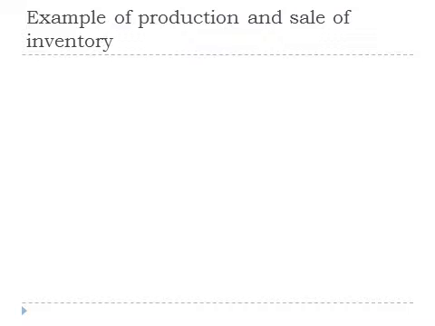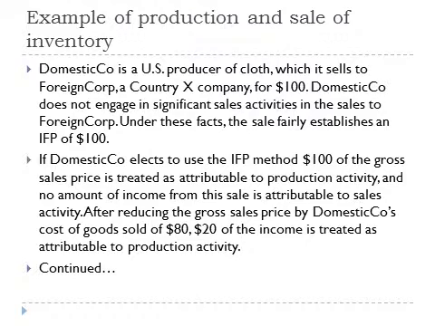Here's an example of the allocation of income from the production and sale of inventory using the IFP method. Domestico is a U.S. producer of cloth, which it sells to Foreign Corp, a Country X company, for $100. Domestico does not engage in significant sales activities in the sales to Foreign Corp. Under these facts, the sale fairly establishes an IFP of $100.